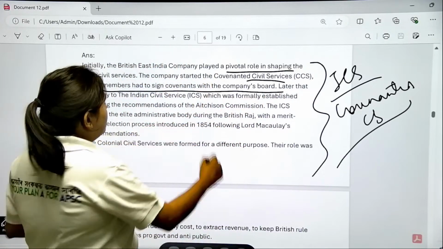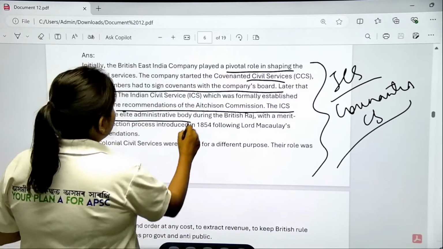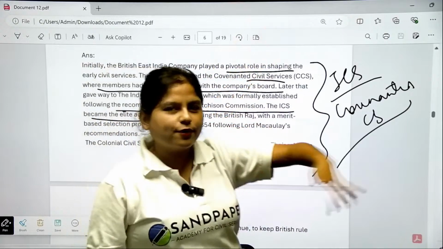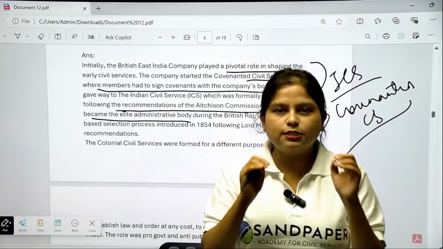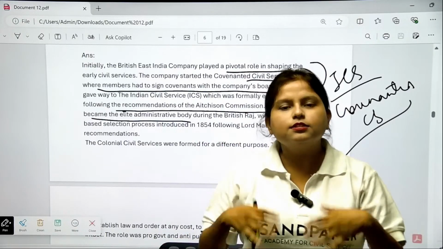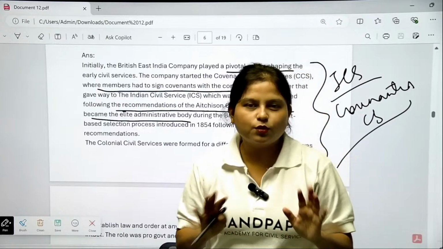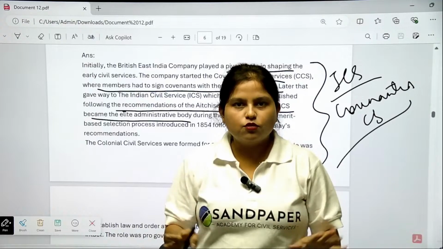We have also talked about the recommendations of Hutchinson's Commission. The ICS became the elite. The GG order, Lord Macaulay, all of that we have written. We have written how the Indian civil service started, how we had the CCS before that. If you do not write the CCS, that's okay. You can start from the Indian civil services because basically almost all books start there.